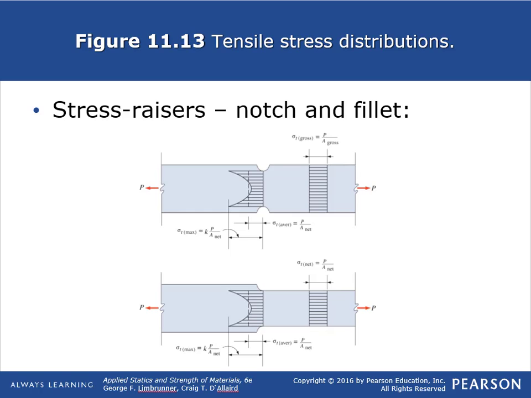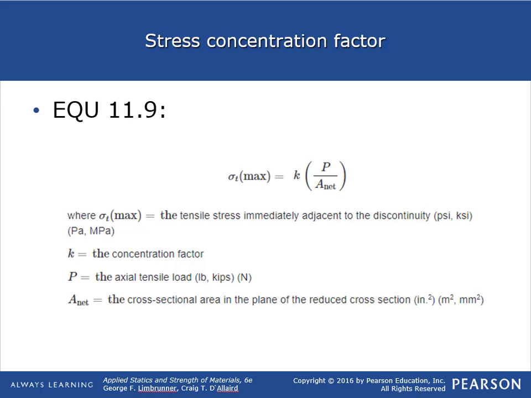We also talk about having notches in the bar here, and this is what the stress distribution would look like. Or if we had a fillet radius here, where the section of the bar necked down, we would have this type of stress distribution. It's important to recognize that these discontinuities change your distribution of stress, and as a designer, you need to be aware of this. So this gets us to the stress concentration factor, where the maximum stress is this K factor times the load P divided by the net area. The concentration factor we're going to read off of a chart. P is the axial load, and the net area is the cross-sectional area in the plane of the reduced cross-section.